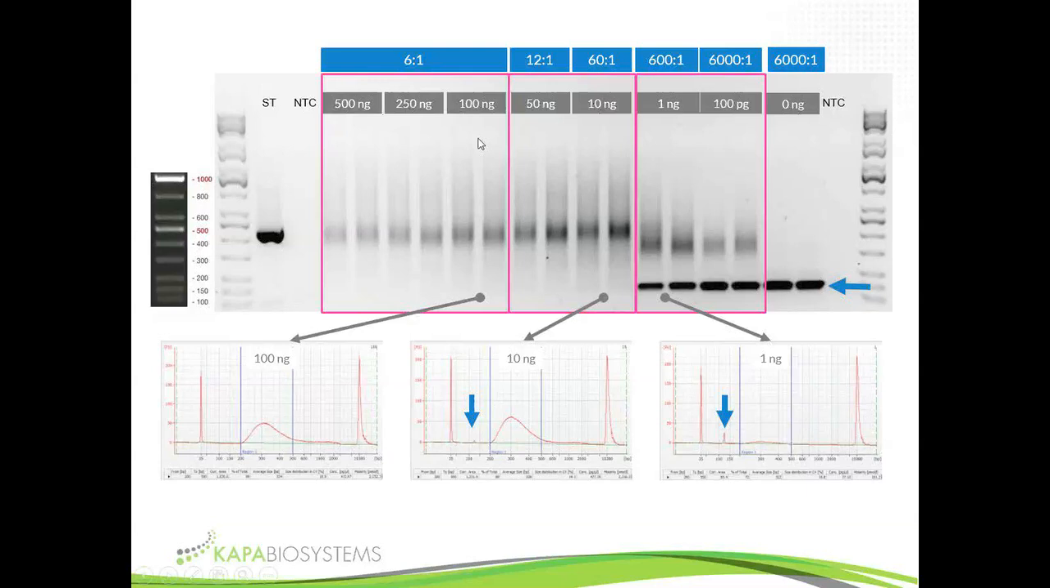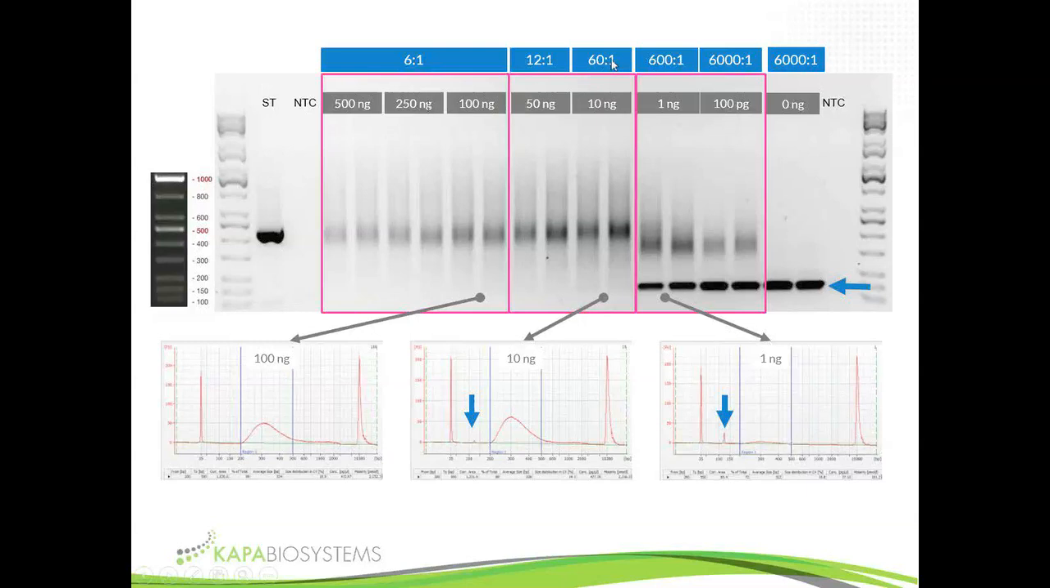It's just to see what happens with the library yields and adapter dimer as we increase the adapter insert molar ratio. So we kept the ratio the same for the higher inputs up to 100 nanograms, which means that the concentration of the adapter used for the 250 nanograms was half that used here, and the concentration of the adapter stock for 100 nanograms was 2.5 times less. But then we just kept the concentration the same, which meant that the molar ratio increased and increased as the input dropped, as the amount of library molecules dropped.